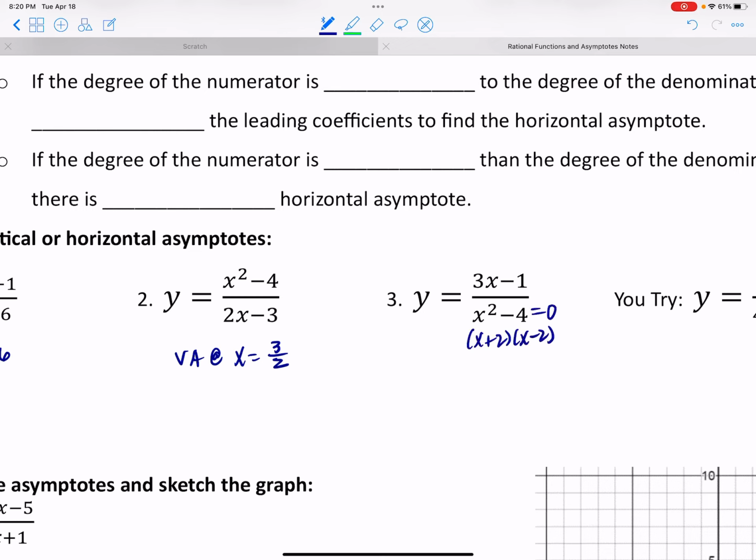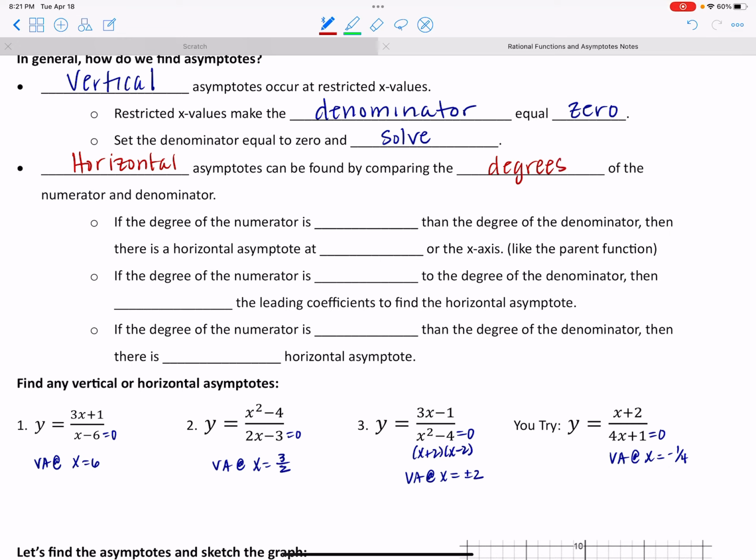It's finding the horizontal that's a little tricky. It takes a little bit of thought, maybe a little bit of memorization after we think through some of this stuff. But ultimately, they can be found by comparing the degrees of the numerator and denominator, because they're going to dictate the behavior of the graph at the ends, which is really what our horizontal asymptote is affecting.